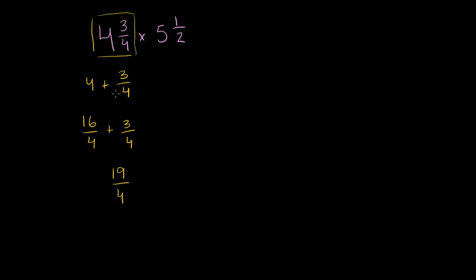A quicker way, or a way that would take less space to do that, you'd say 4 times 4 is 16, plus 3 is 19. 19 over 4. And then let's do the same for 5 1/2.